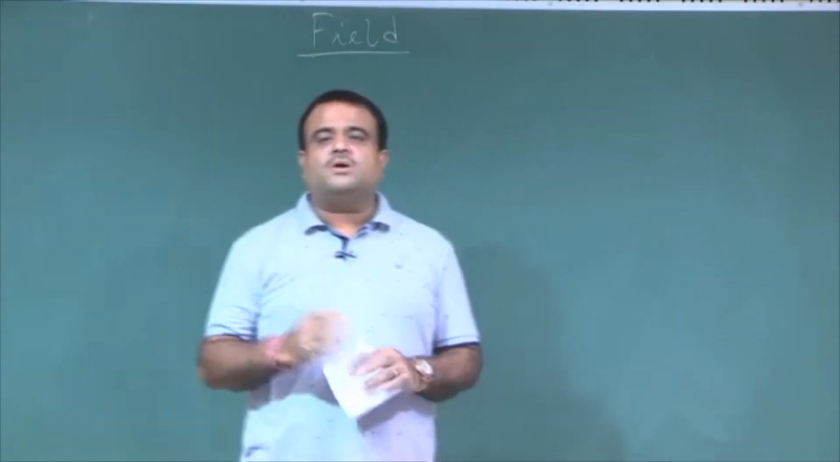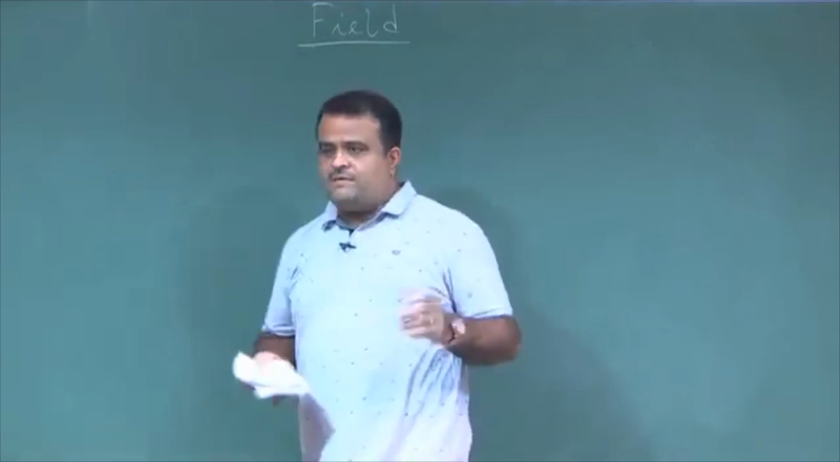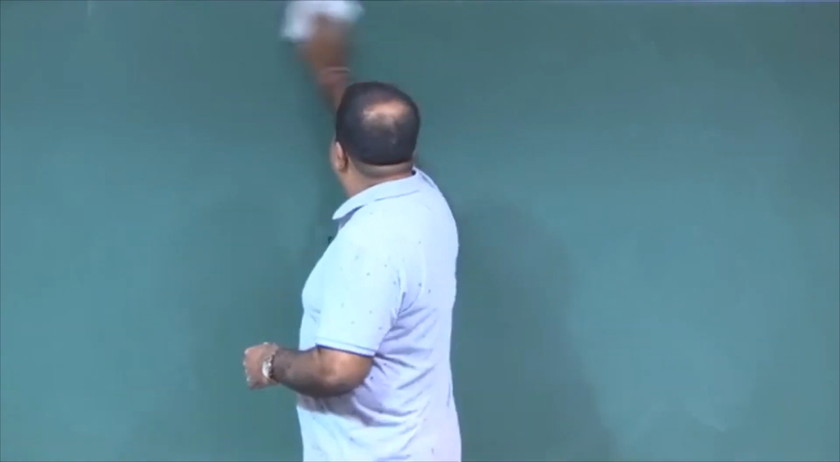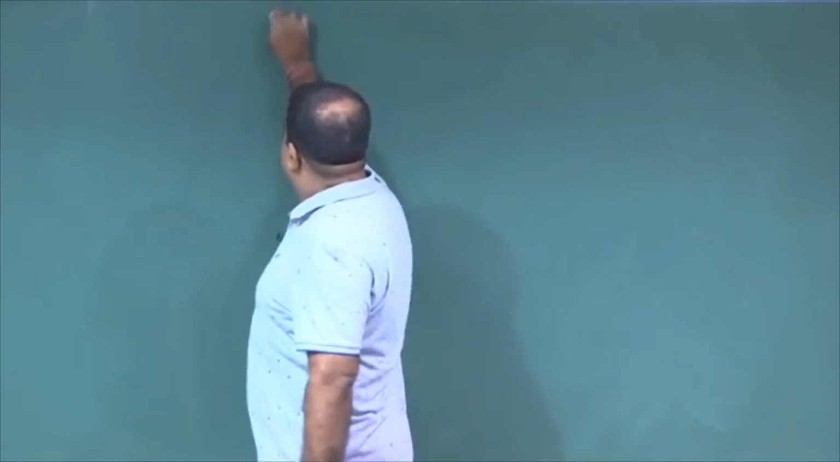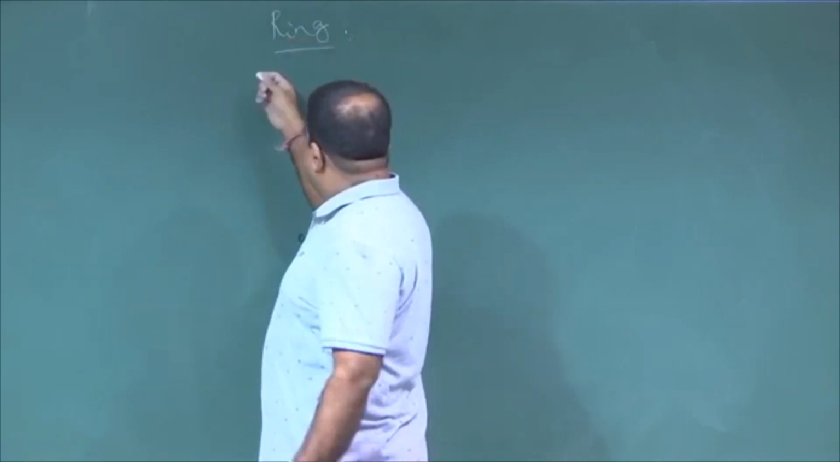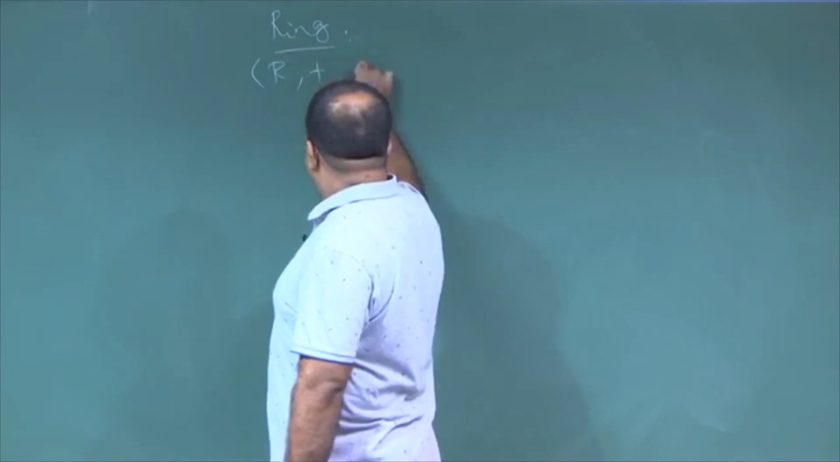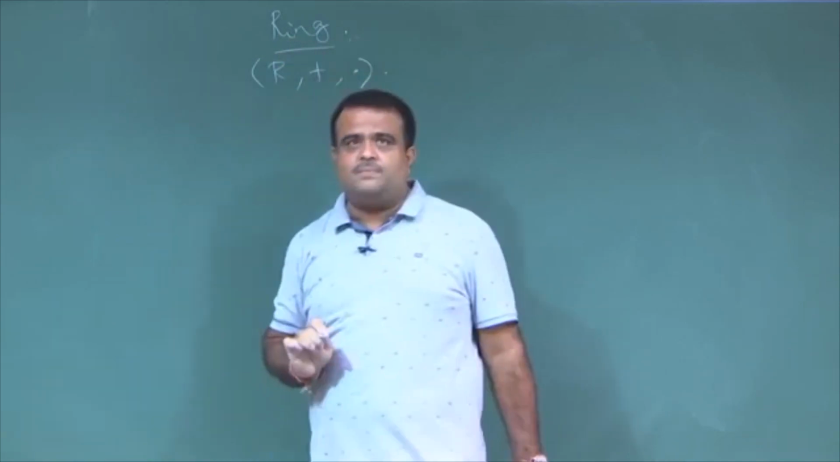Okay, so we talk about field now. So let us just recap what we have. So we have defined the ring. Just to recap, what is a ring? We have a set R with two operators, plus and dot.